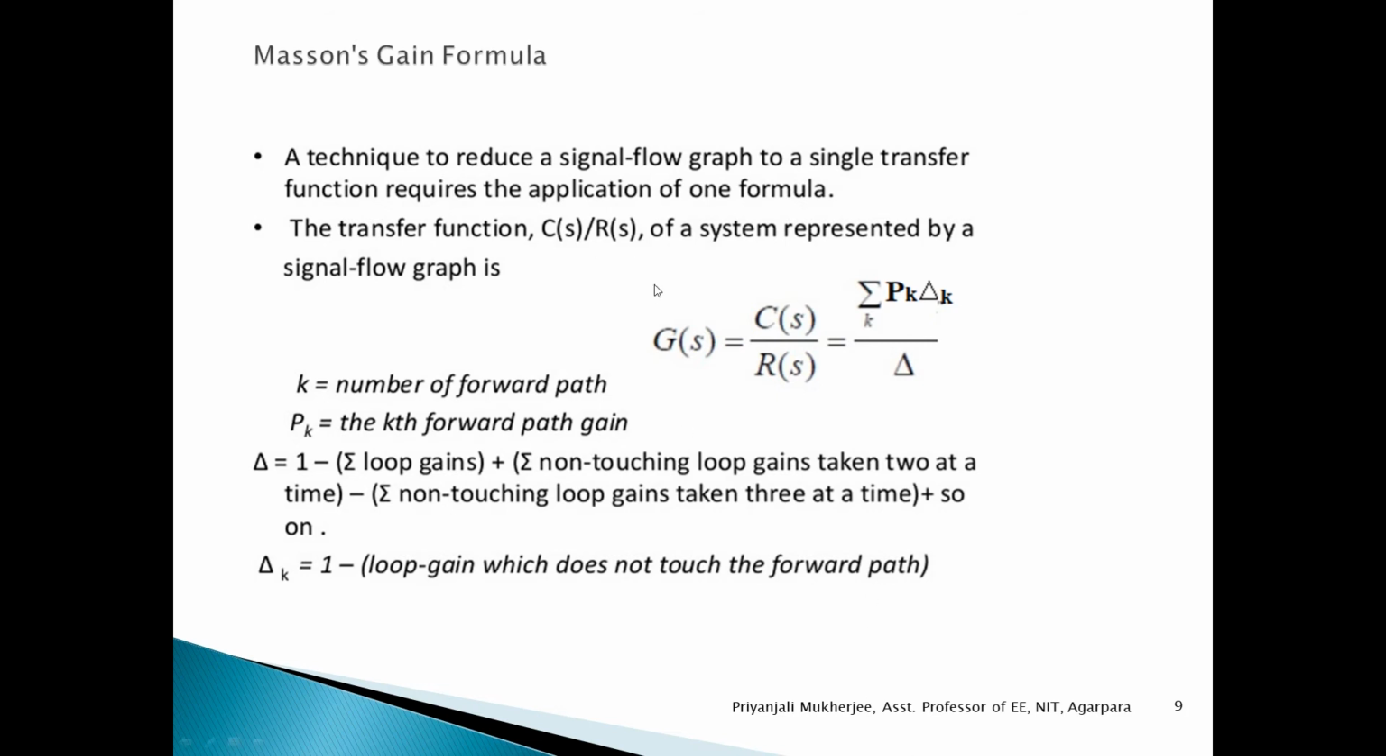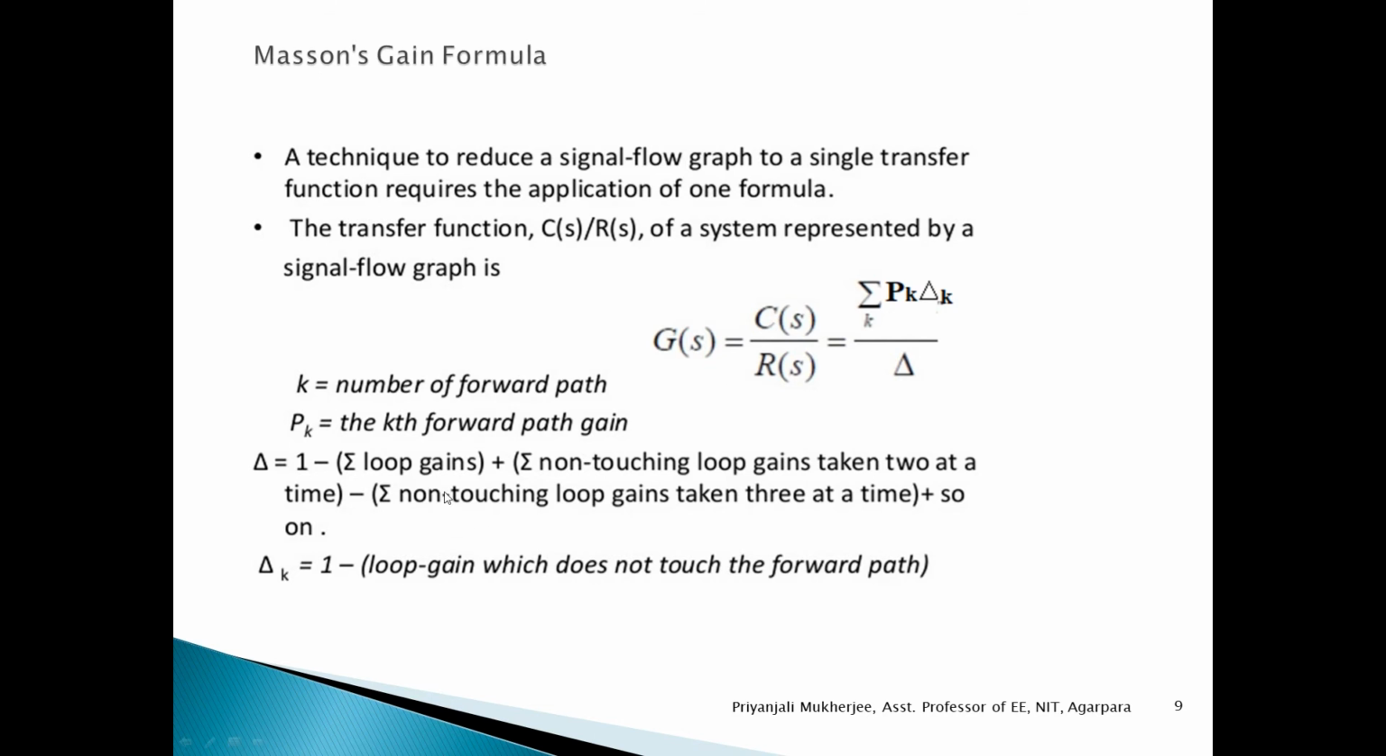The overall transfer function C(s)/R(s) is given as the summation of Pk delta k by delta, where k is the number of forward paths and Pk is the kth forward path gain, whereas delta is calculated as 1 minus the summation of all individual loop gains, plus the summation of all possible gain products of two non-touching loops, minus the summation of all possible combinations of three non-touching loop gains, and so on.